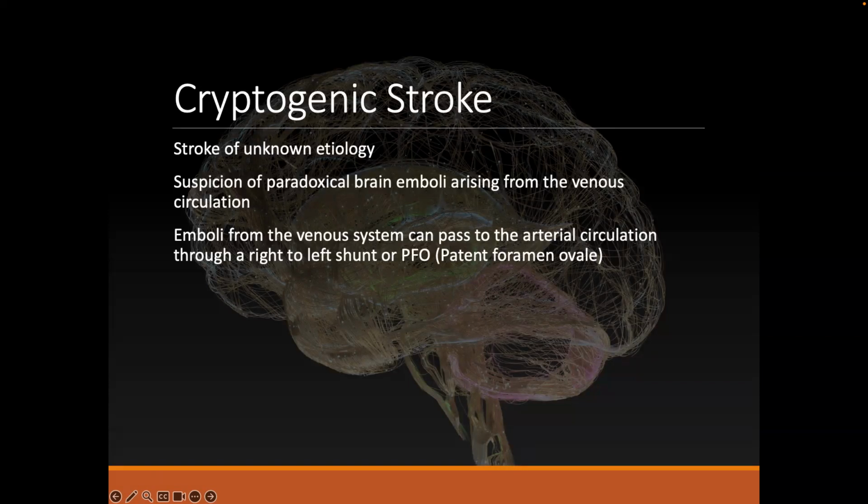So what they think is that it's caused by emboli that originate in the venous circulation and pass to the arterial circulation through a PFO. Paradoxical brain emboli just means that a thrombus from the venous circulation crossed an intracardiac defect into the arterial circulation. So they use this term to identify things that they can't identify. It's also referred to as a venous to arterial emboli. So cryptogenic stroke basically comes from the venous side, crosses a PFO to the arterial side.